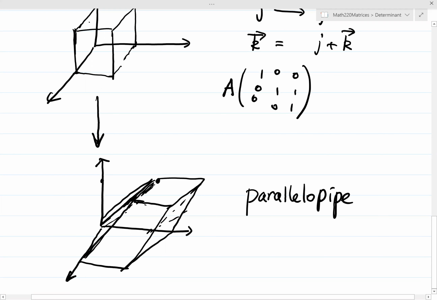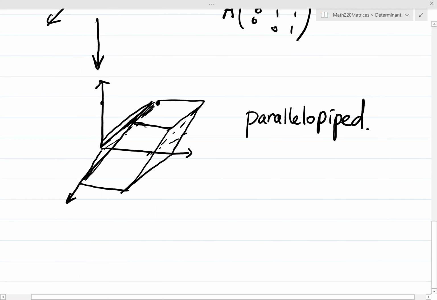Okay, now we want to find the change of the volume. Now the determinant we haven't defined. First of all, the determinant of this matrix is actually plus or minus the volume of this parallelepiped. Now the volume is a positive number. Why is it positive or negative? We get a negative value if we flip direction. If we get a positive value, then we don't flip direction.